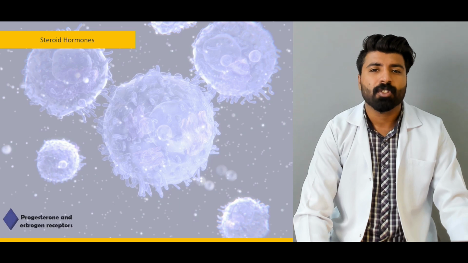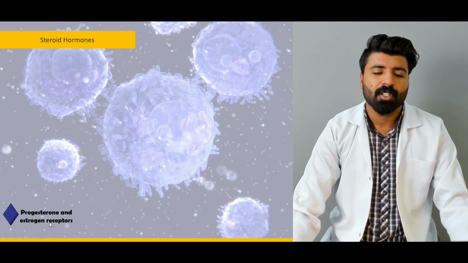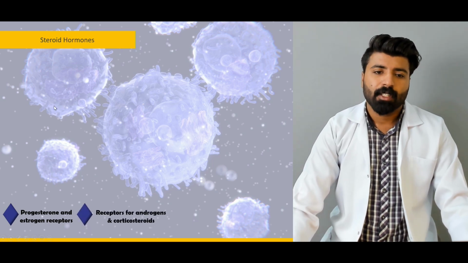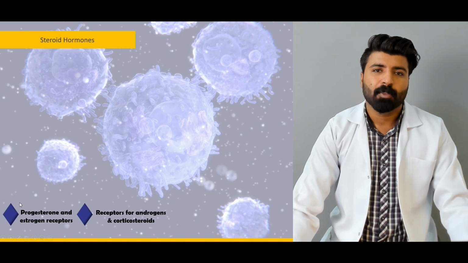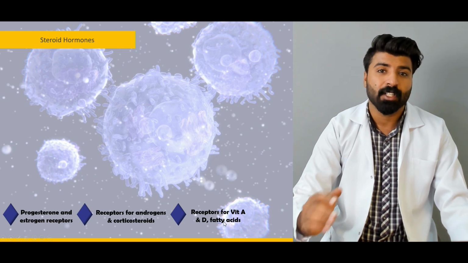Next on, we're going to talk about steroid hormones. Steroid hormones include progesterone and estrogen receptors. So these steroid hormones attach themselves to the progesterone and estrogen receptors and receptors for androgens and corticosteroids. Next on, receptors for vitamin A and D and fatty acids are also included in steroid hormones.